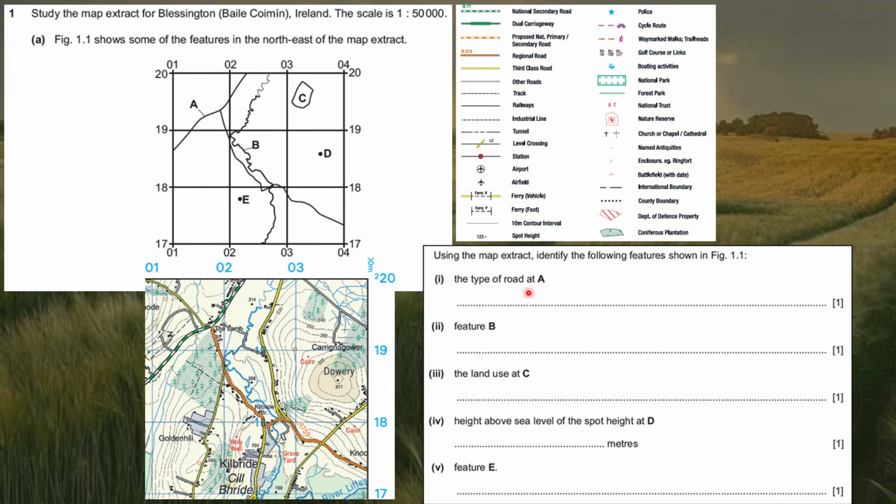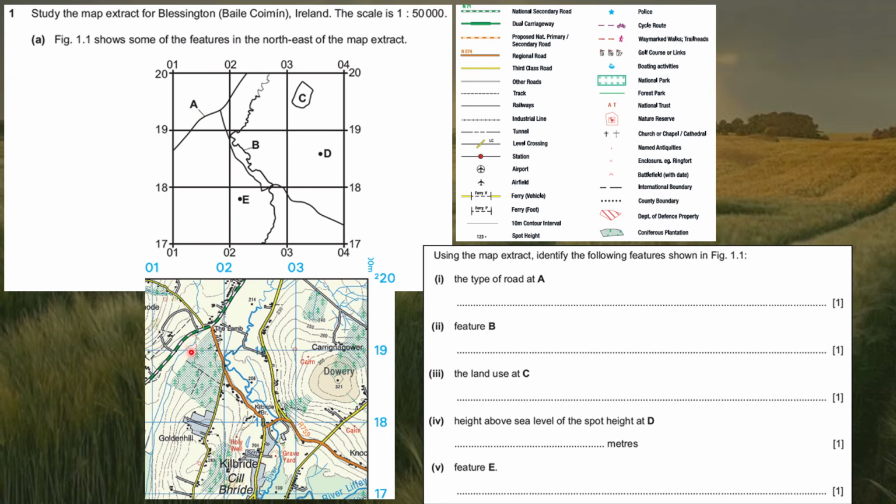The type of road at A. A is over here in the top left corner. It starts between 18 and 19 on the y-axis, and on the x-axis we have 1 to 2. It starts over here and it goes upwards, across. Okay, so we can see that.